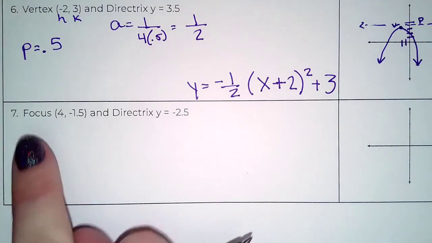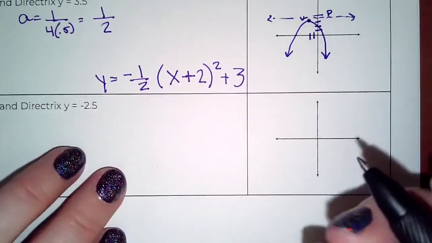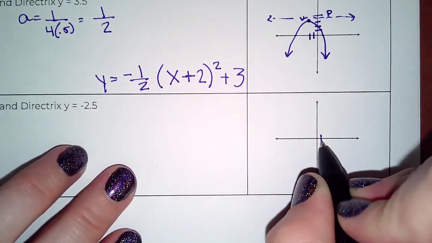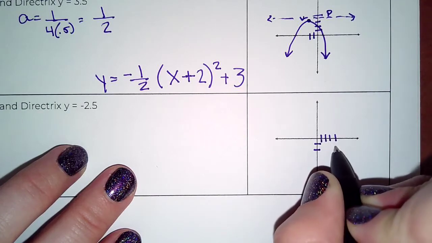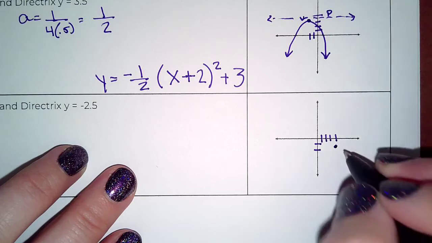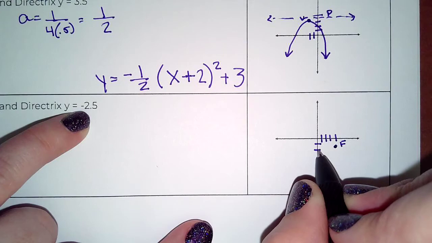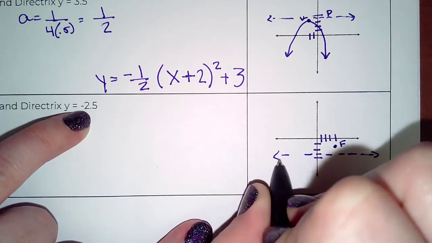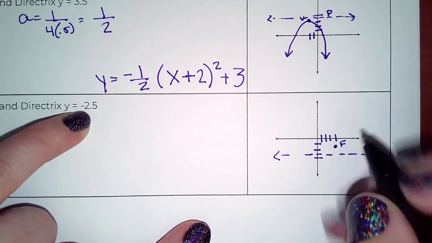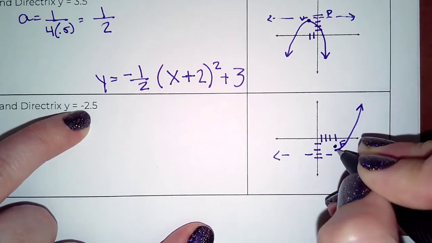And the last one like this, again, we're given the focus and directrix. So let's plot those. (4, negative 1.5), so right 4, down 1.5, about there. That's going to be the focus. The directrix is negative 2.5, so negative 2.5 would be here. Those are pretty close together. So that means this is going to be opening upwards. The vertex would have to be halfway between those.